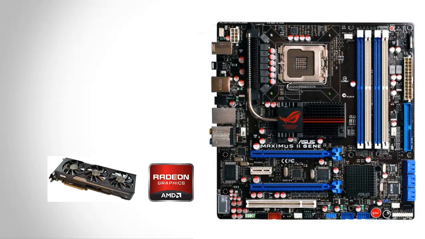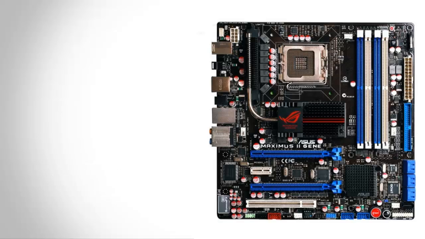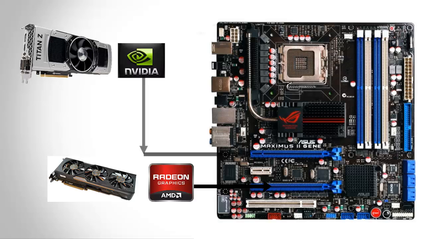Turn on your PC and install graphic drivers for the Radeon graphic card. Now turn off the PC again and put the Nvidia card back in PCI Express slot 1. Now connect your monitor to the Radeon graphic card in PCI Express slot 2 and turn on your PC. Now both of the graphic cards are working at the same time.